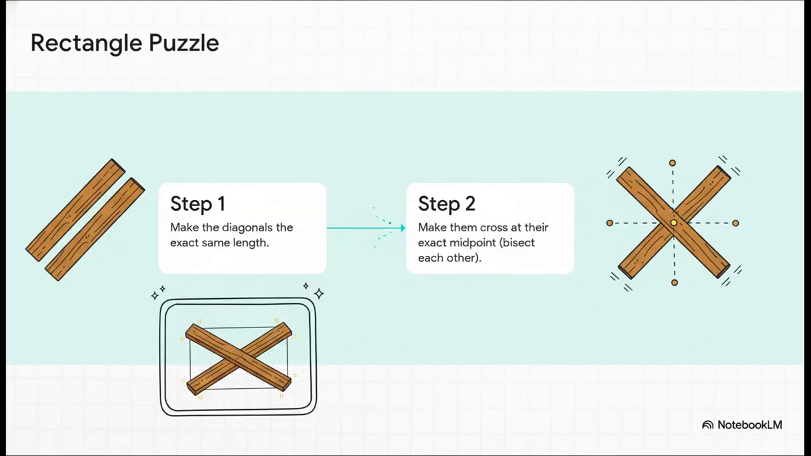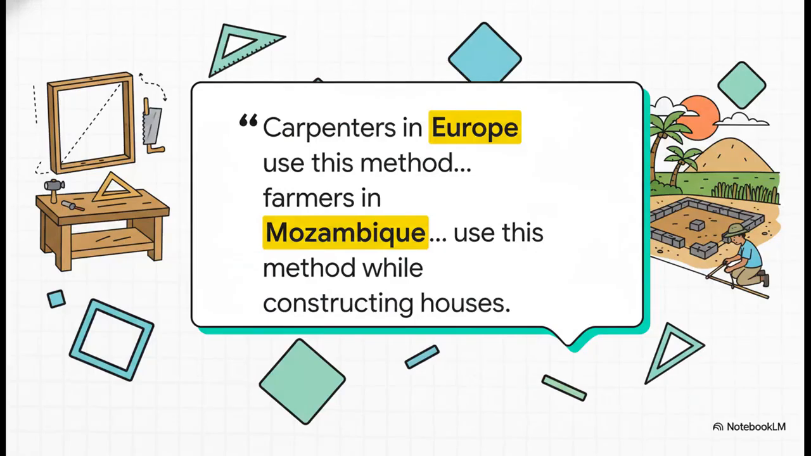It's actually incredibly elegant and simple. There are just two conditions you have to meet. First, those two wooden strips, our diagonals, they have to be the exact same length. And second, they have to cross each other at their precise midpoint. Or, to use the fancy math term, they have to bisect each other. You do those two things, you get a perfect rectangle. Every single time.